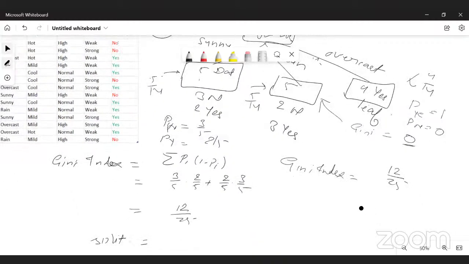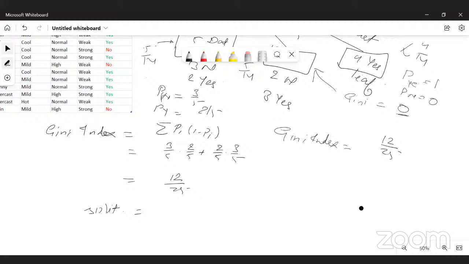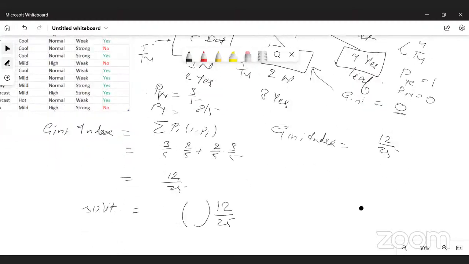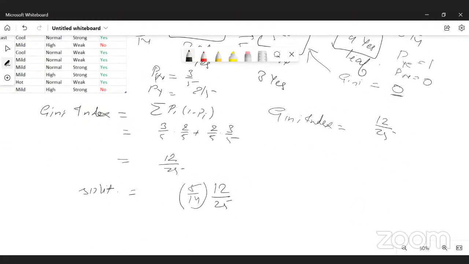So the total Gini index of the split will be the weighted sum of the Gini indexes. What will it be? 12 by 25, and the weight is the proportion of data points, so 5 by 14. Plus, similarly, 5 by 14 times 12 by 25, and here it was 0, so we need not worry about this. So this will be the total Gini index of this split.